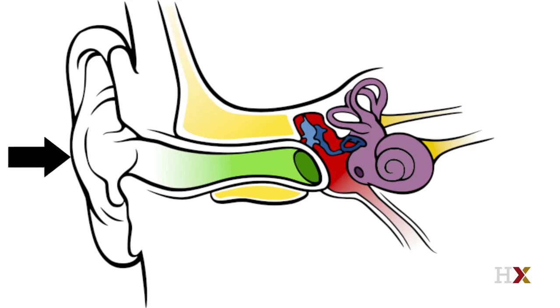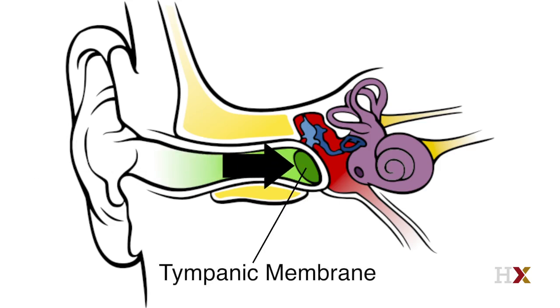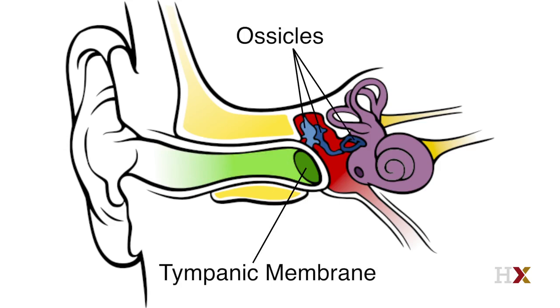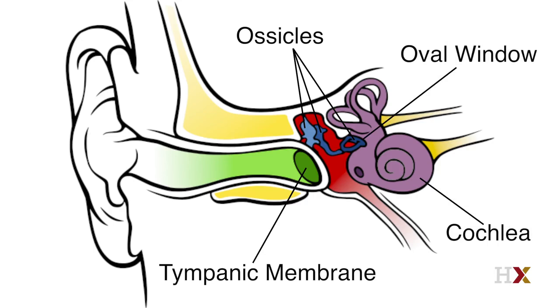First, incoming sound-induced pressure waves generate vibrations in the tympanic membrane. The vibrations of the tympanic membrane move the ossicles. The mechanical movement of the ossicles moves the membrane of the oval window. The movement of the oval window in turn moves the fluid in the cochlea. And lastly, the movement of the cochlear fluid initiates a response in sensory neurons.